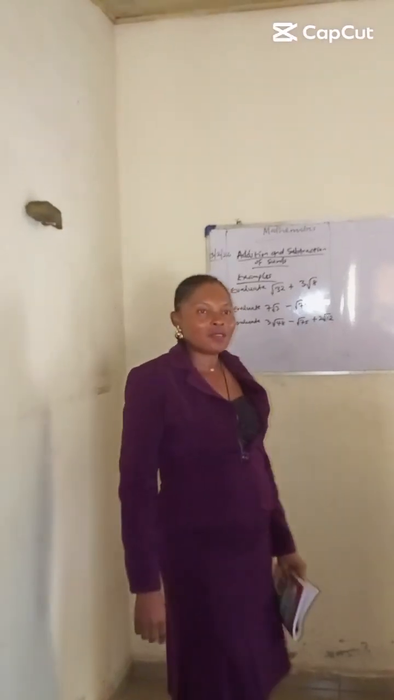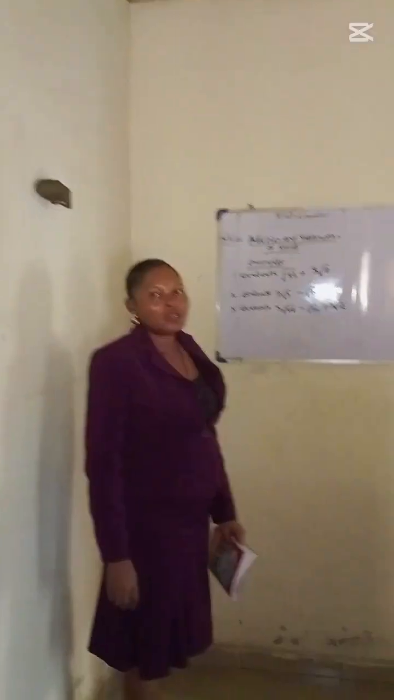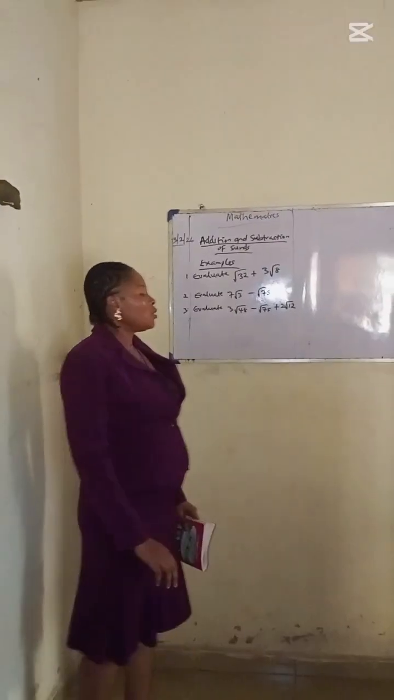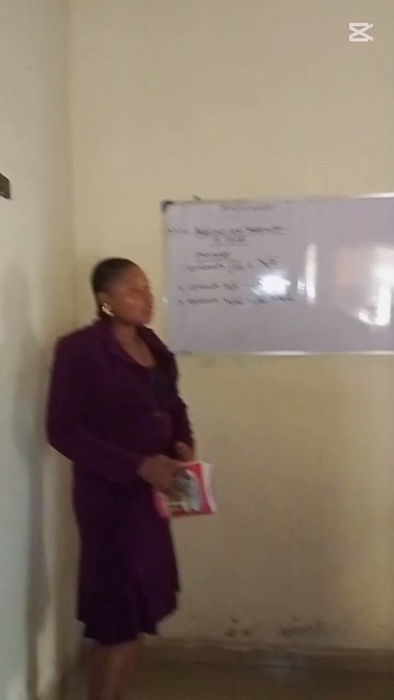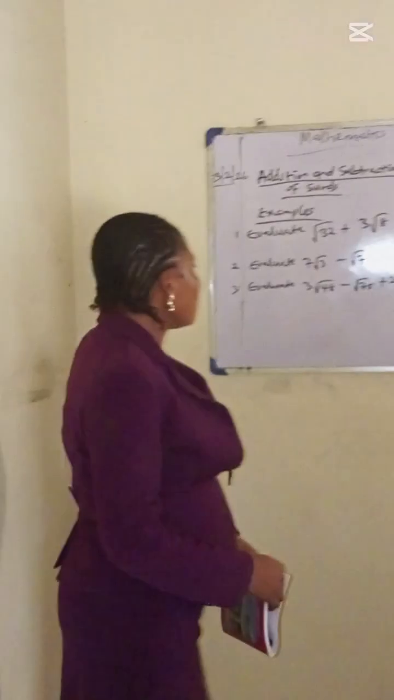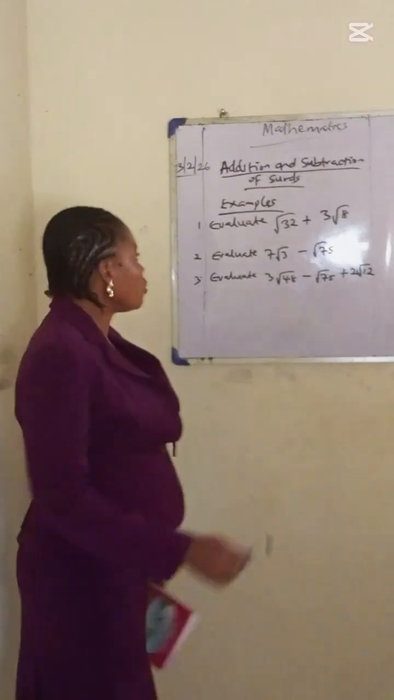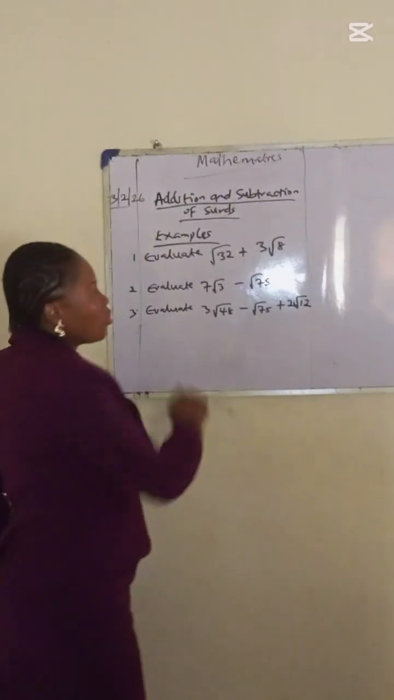Welcome to today's class. Today we are going to look at addition and subtraction of surds. In our previous lesson, we did surds, just the single surd, but today we are going to look at addition and subtraction of surds. So now we are having some examples on the board. The first example says we should evaluate root 32 plus 3 root 8.